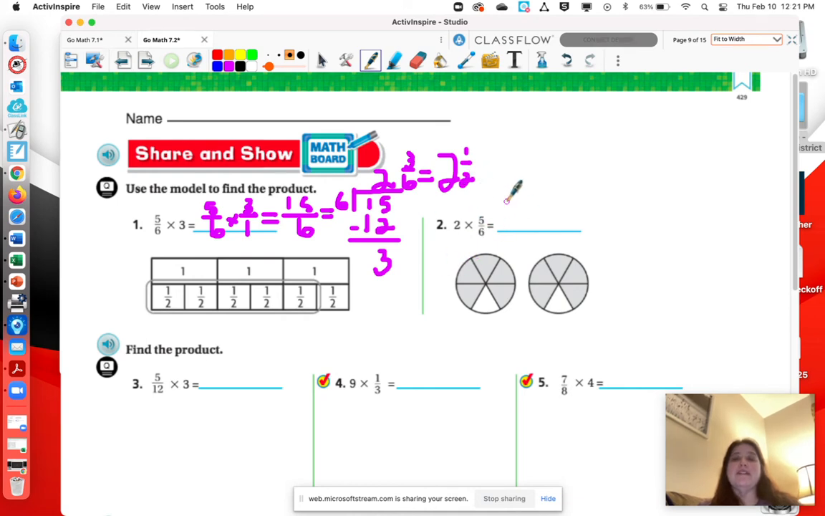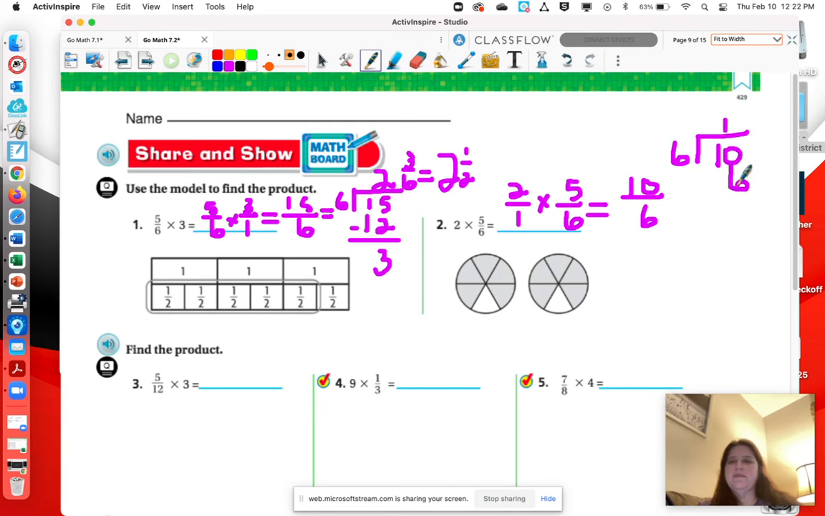Let's take a look at this one. Rewrite it, please. 2/1 times 5/6. Now multiply straight across. 2 times 5 is 10. 1 times 6 is 6. And then we're going to simplify. Get rid of that improper fraction. 6 goes into 10 one time. Subtract, and I get 4.